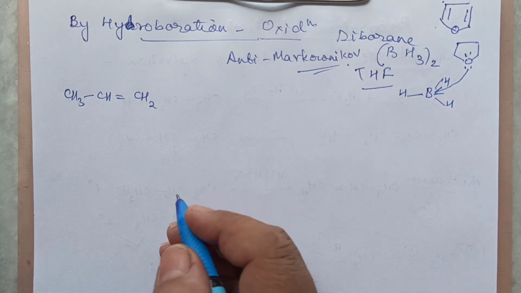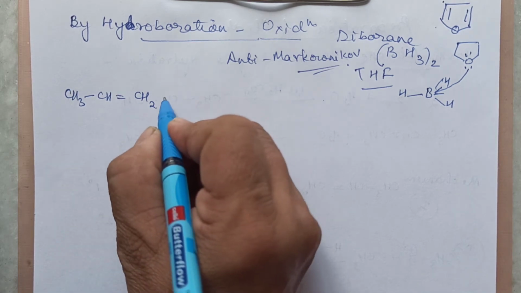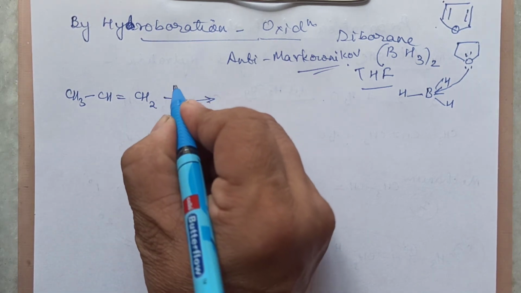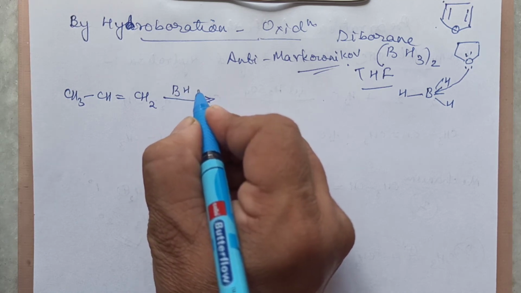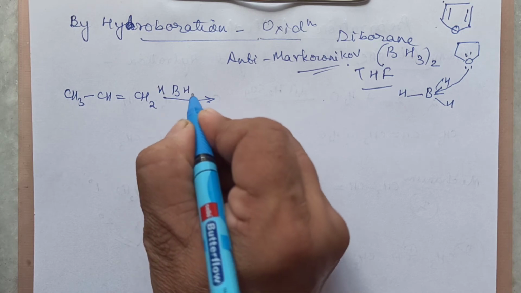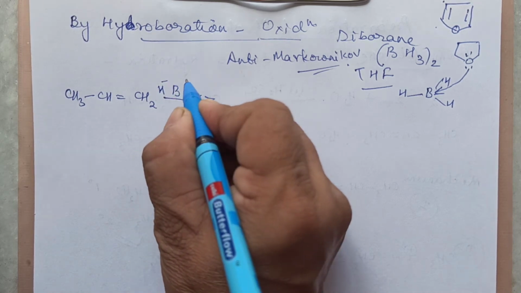So what exactly happens in this is, there is a double bond present here. So this is the alkene. It is now attacked by BH3. So BH3, children, I am writing as HBH2 because this is the way it's going to attack. This is minus, this is plus.